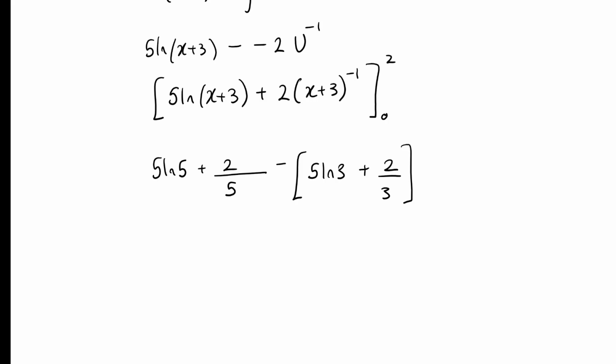5 ln 5 minus 5 ln 3 is 5 ln 5 over 3. 2/5 minus 2/3, put both of those over 15, so it's 6 minus 10 over 15, which is minus 4 over 15, is the answer there.